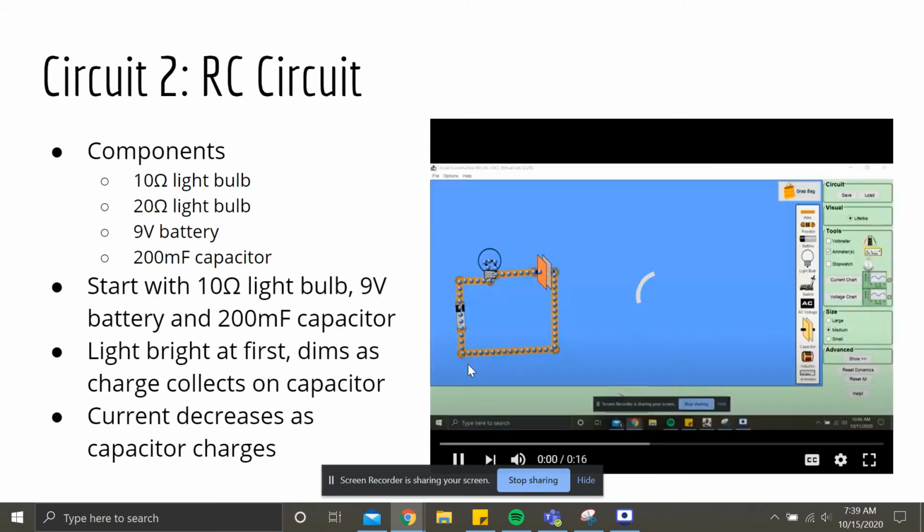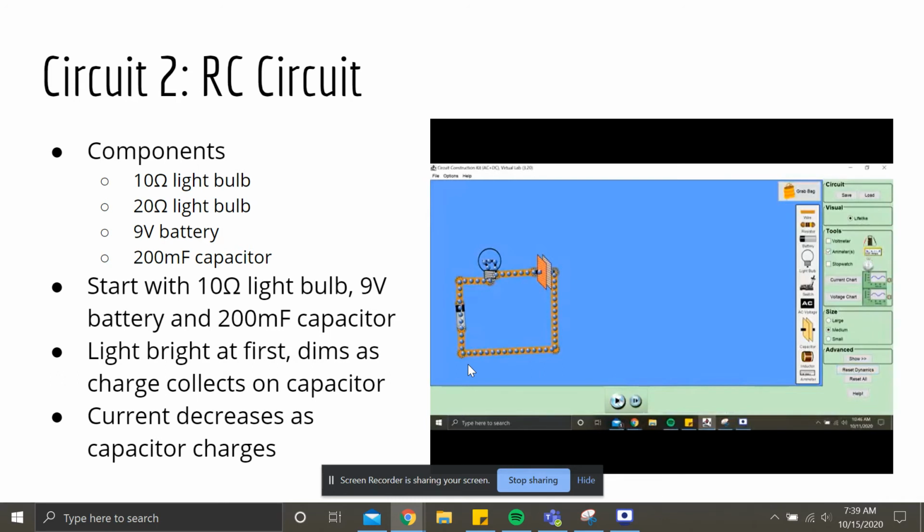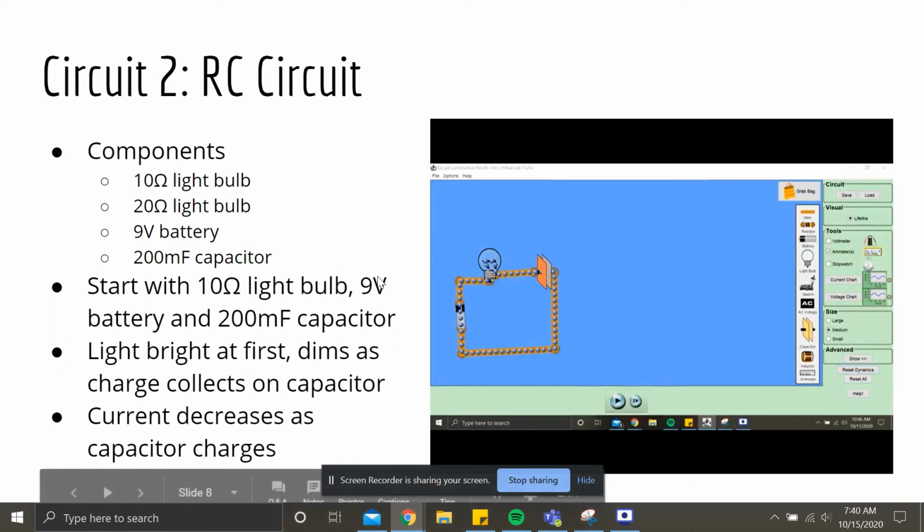The RC circuit had a 10 ohm light bulb, a 9 volt battery, and a 200 microfarad capacitor. As seen in the video, the light bulb was bright at first, but it dims as the charge collects on the capacitor. Eventually, the light is off when there is no longer a current. Current decreases as the capacitor charges.